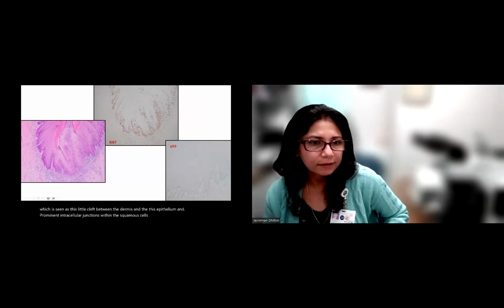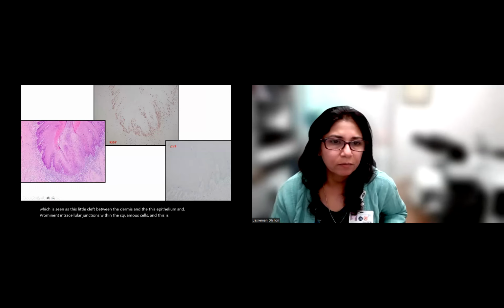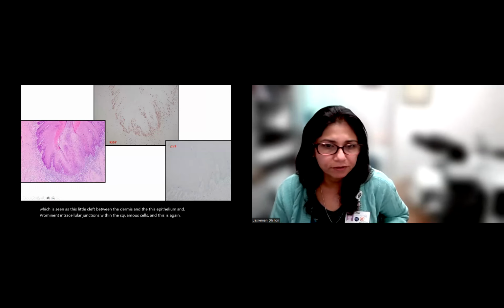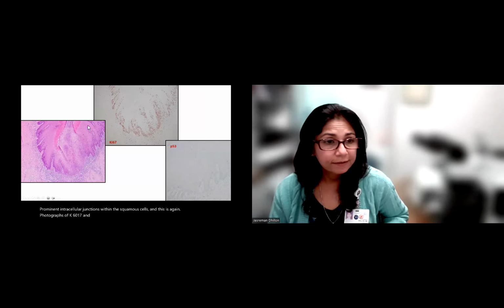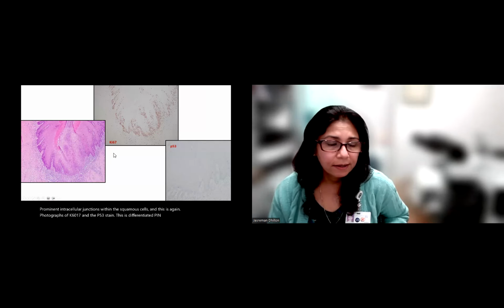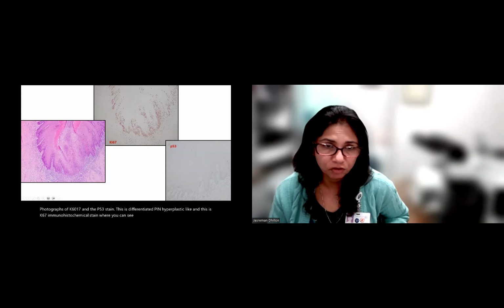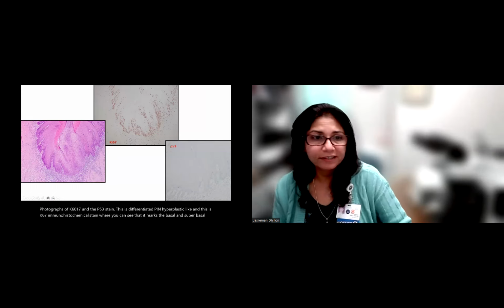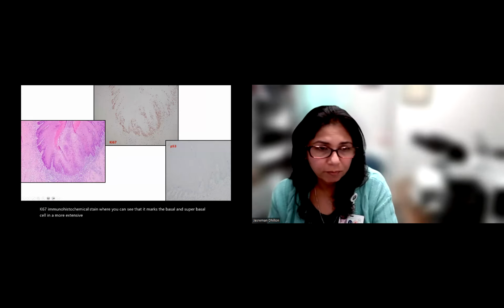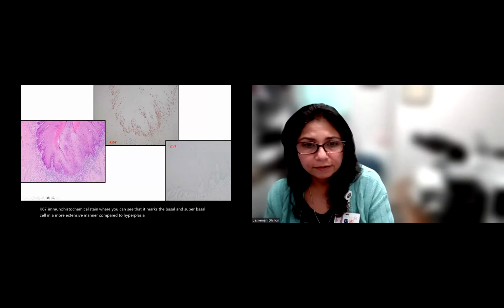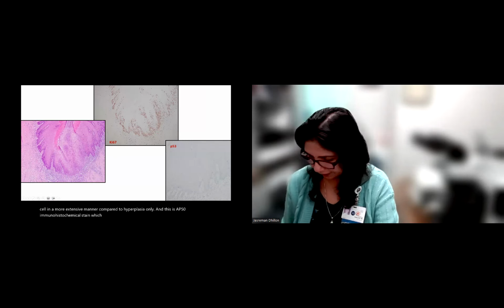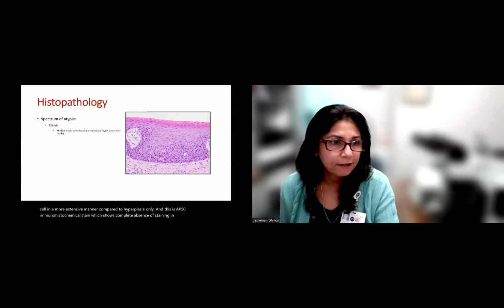And these are again photographs of the Ki67 stain and the P53 stain. This is differentiated PIN, hyperplastic-like. And this is Ki67 immunohistochemical stain, where you can see that it marks the basal and suprabasal cells in a more extensive manner compared to hyperplasia only. And this is a P53 immunohistochemical stain, which shows complete absence of staining in differentiated PIN.